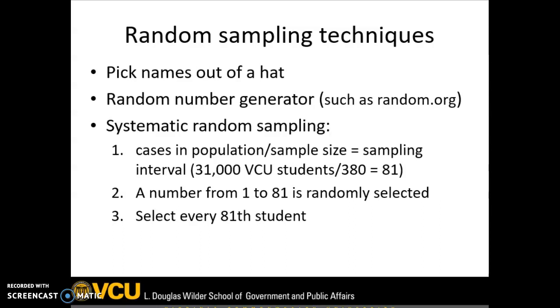So to carry out systematic random sampling, I would need to calculate my sampling interval, which is 81. Then I would need to randomly select a number within the sampling interval, so any number from 1 to 81. And then, from that starting point, I would select every 81st student for participation in my study. And if the randomly selected number within this sampling interval turned out to be 4, for example, I would select the 4th student on the list, then 85th student, then 169th student, and so on. The list of all VCU students is my sampling frame.